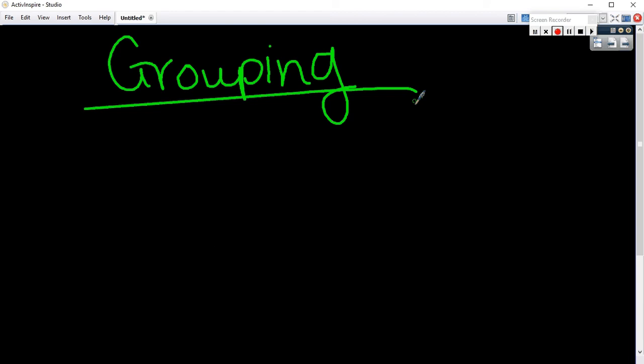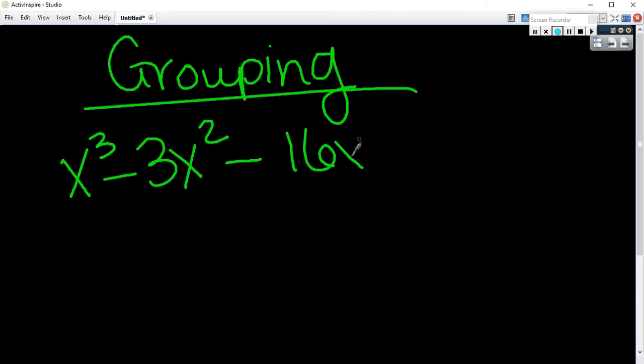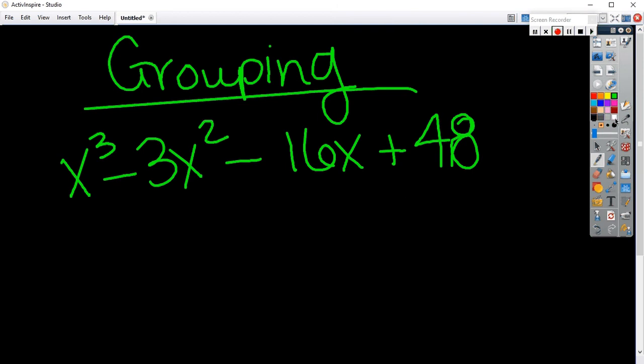All right, so grouping problems have 4 pieces to them, okay? So x to the third minus 3x squared minus 16x plus 48. So here's what you do with 4 pieces. I call these slashing problems because you're going to look at this as 2 different problems. Okay. The sign's going to follow the second half. Okay, so make sure you do it that way.